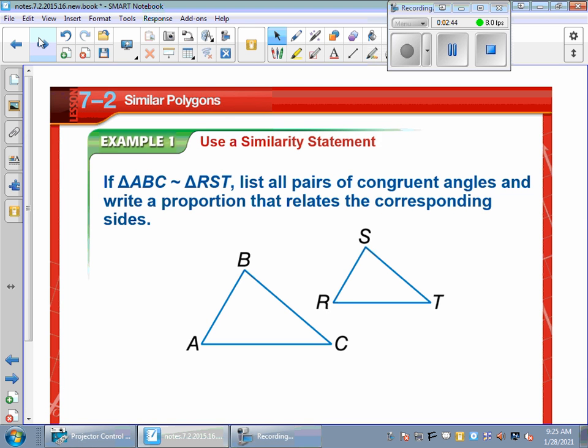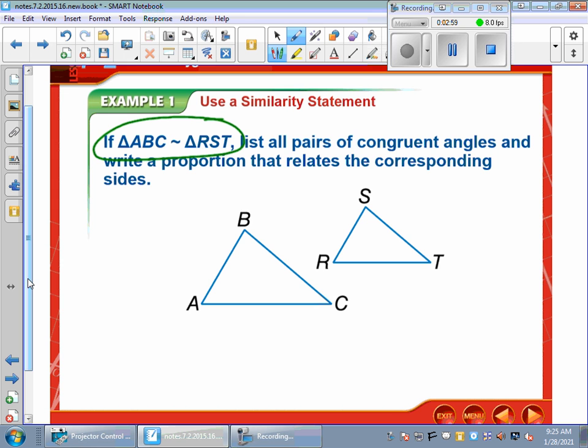So this example right here, list all pairs of congruent angles and write a proportion that relates to the corresponding sides. So again, this right here is the similarity statement, so that you can match everything up with that statement. Even though nothing's marked on our picture, the first letter is A. That means angle A matches up with angle R. So angle A is congruent to angle R, and you can get that from that similarity statement. Angle B, we put the two slashes, matches up with S. So angle B is congruent to angle S.